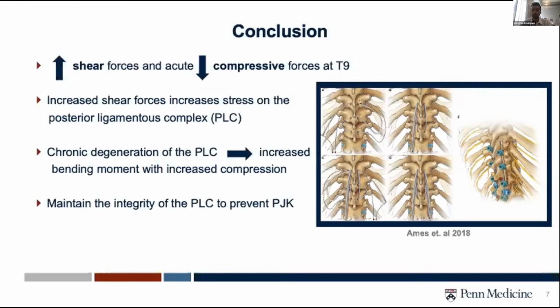Although acutely there was demonstrated decreased compressive force across the vertebra overall, we predict that the chronic degeneration of the PLC, facilitated by increased shear stress, may cause patients to experience an increased bending moment with increased compression at the anterior column. This may result in vertebral fractures in severe cases, such as those involving osteoporotic bone in the chronic setting. As shown in the literature, PJK can occur up to 6 months postoperatively, so such stressors do not necessarily have to precipitate acute biomechanical changes.